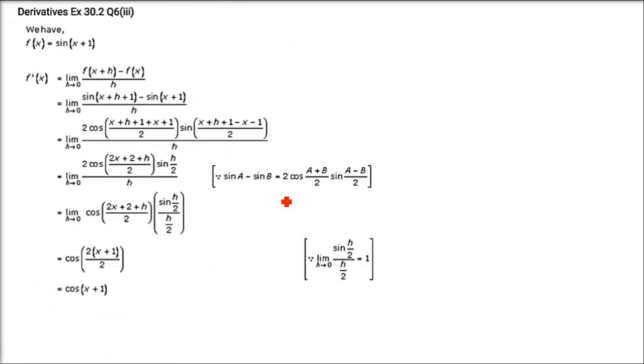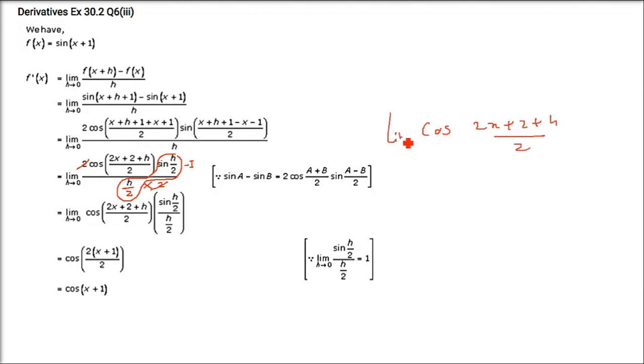You have sin(h/2). Now h is already in the denominator, so you need a 2 here. 2 has already come, so this 2 and this 2. And this whole sin θ by θ is going to be 1. This 2 gets cancelled. You have cos of (2x+2+h)/2.